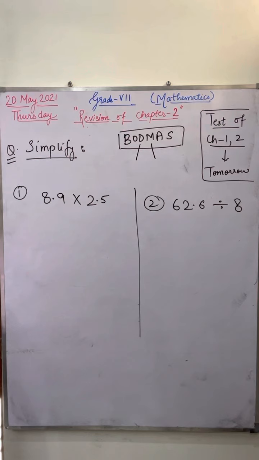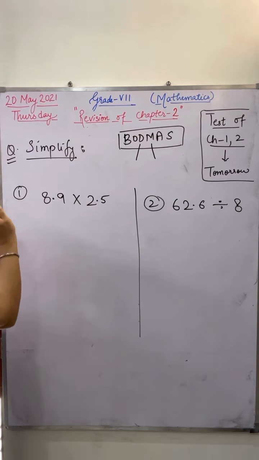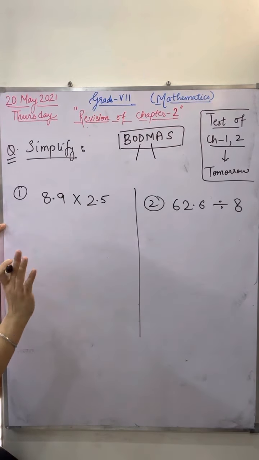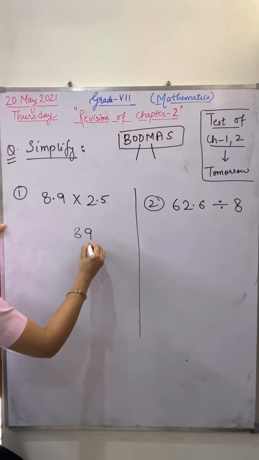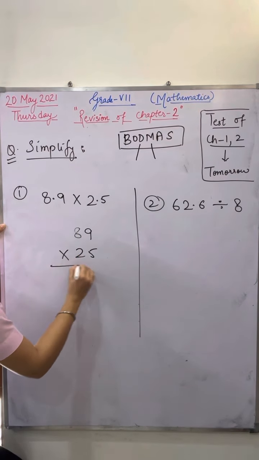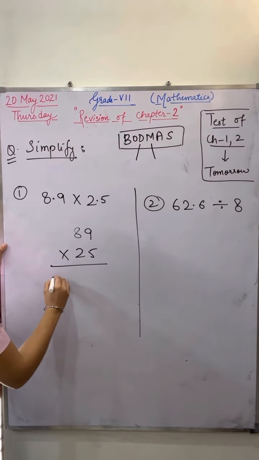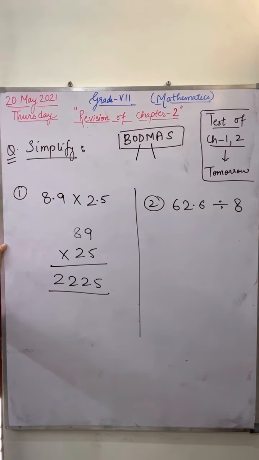Kunal Singh, right. Okay, now in this first question, whenever you have to multiply two decimals, first of all forget the decimal. Just multiply 89 and 25. What will be the answer when you multiply 89 with 25? Yes, 2225. Very good, Sanchit. Your answer will be 2225.